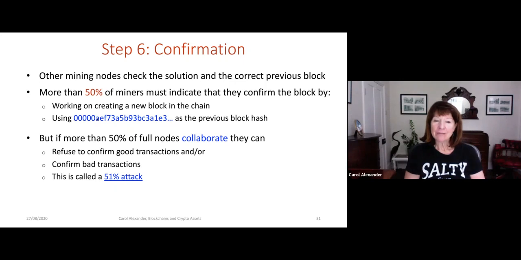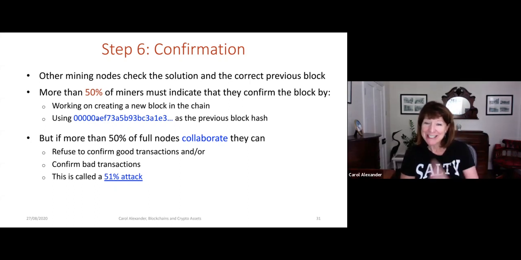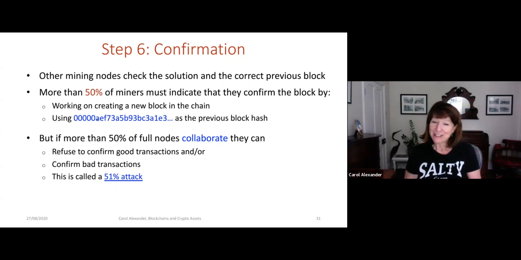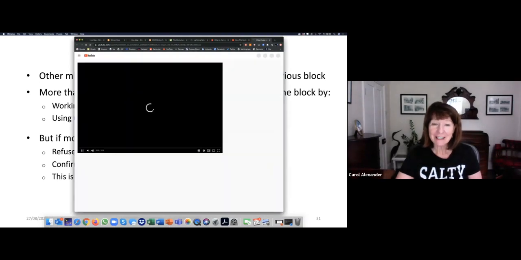So if more than 50% of the full nodes actually collaborate to say a block is valid when it isn't, in other words, they could refuse to confirm good transactions or they could confirm bad transactions. This is called a 51% attack. And here's a nice little video on the 51% attack.